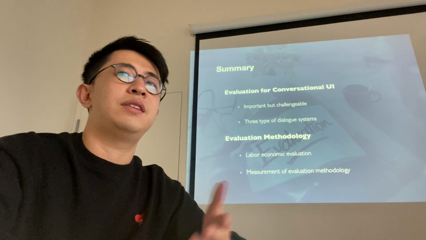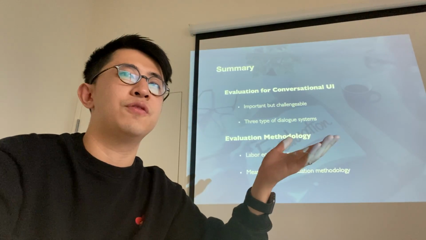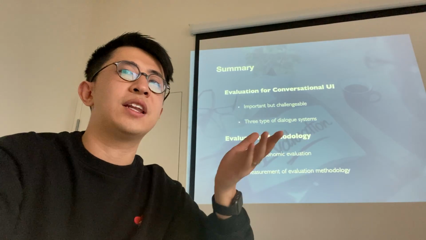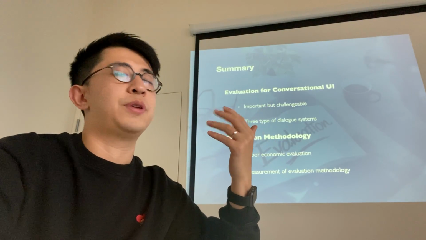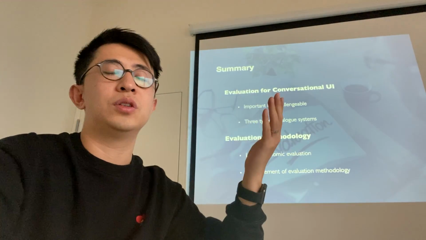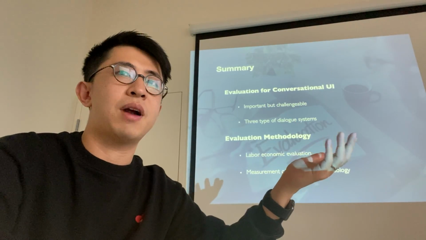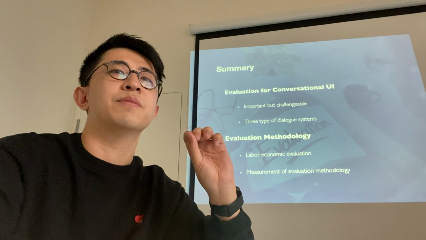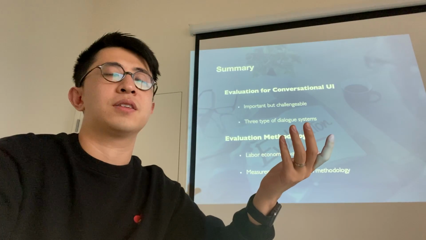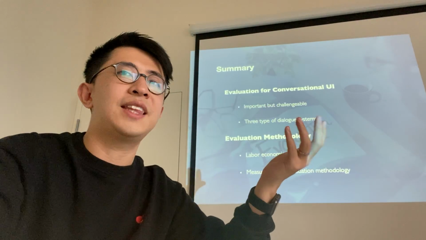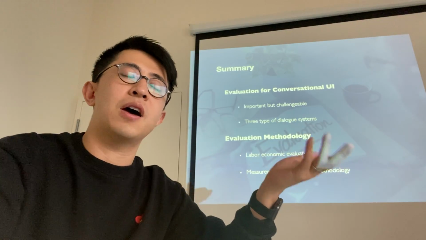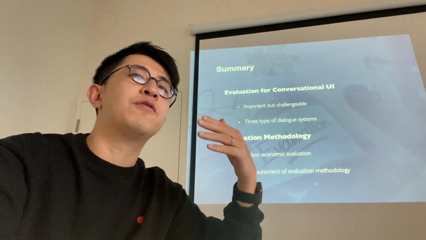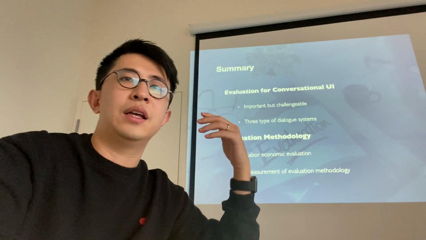So in summary, this talk illustrates evaluation for conversational user interfaces. We talked about why it is important and why it is a big challenge, since we still don't have a standard rubric in the market. Then I introduced the three types of dialogue system: the task-driven dialogue system, the closed domain dialogue system, and the open domain dialogue system. We mentioned that task-driven and closed domain dialogue systems can be evaluated in an objective way. However, for the open domain dialogue system, it's quite tricky.